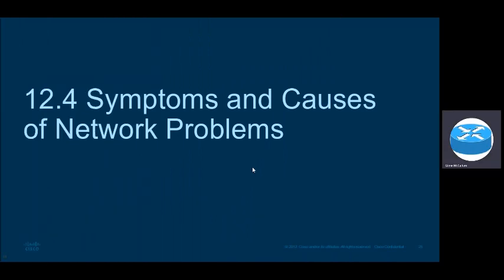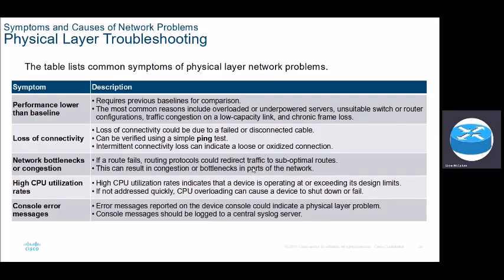Okay, symptoms and causes of network problems. So performance lower than baseline requires previous baselines to be compared with. The most common reasons include overloaded or underpowered servers, unsuitable switch or router configurations, traffic congestion or low capacity link, and chronic frame loss. Loss of connectivity could be due to a failed or disconnected cable, and so you can verify that with a simple ping. Intermittent connectivity loss can indicate a loose or oxidized connection.